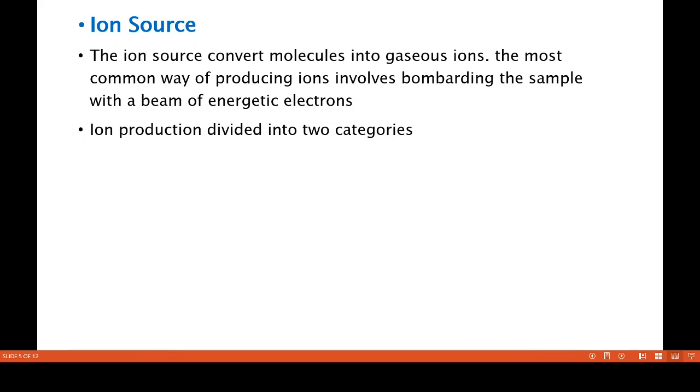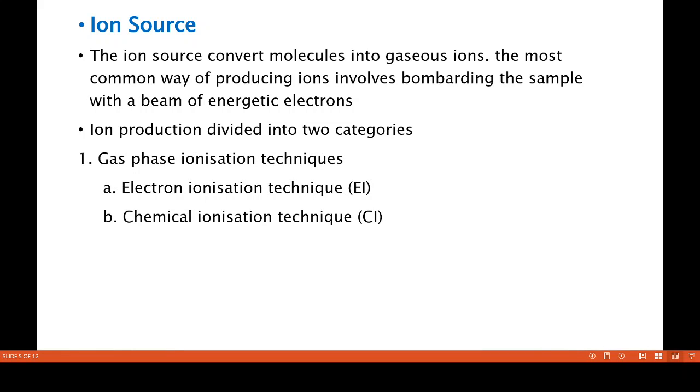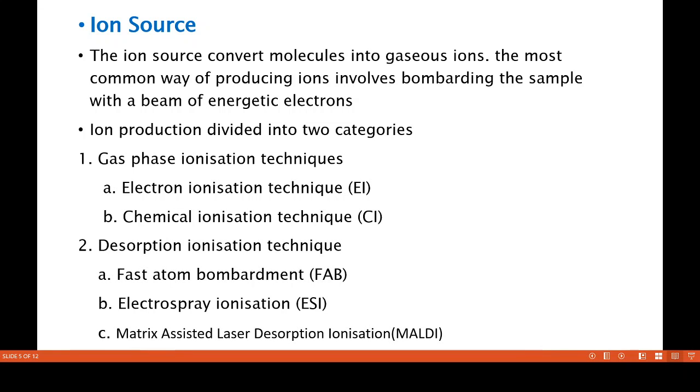The most common way of producing the ion involves bombarding the sample with a beam of energetic electrons. And the ion production is divided into two categories. The first category is gas phase ionization technique and the second category is desorption ionization technique. In the first, gas phase ionization technique, we use a gaseous sample. It involves the electron ionization technique and the chemical ionization technique.